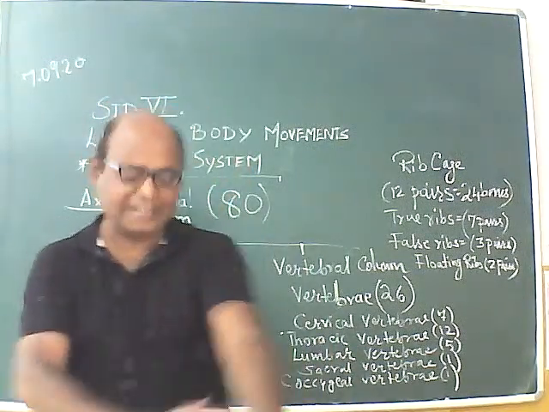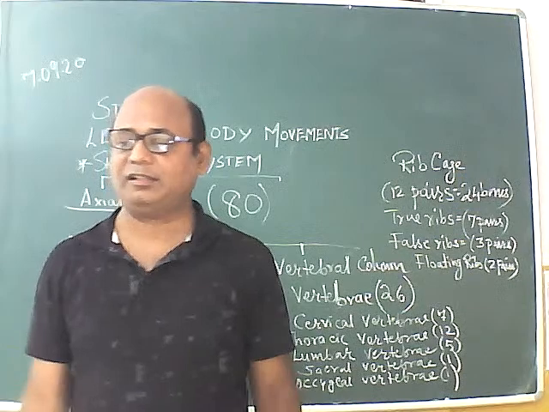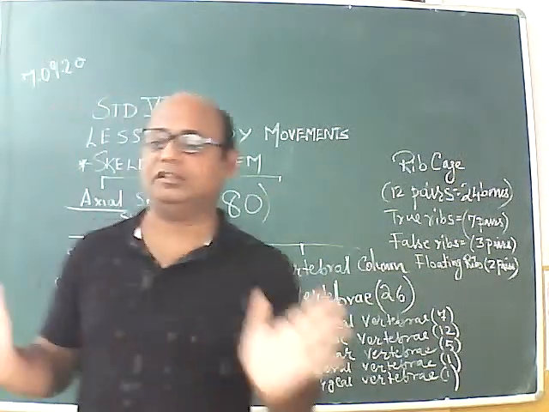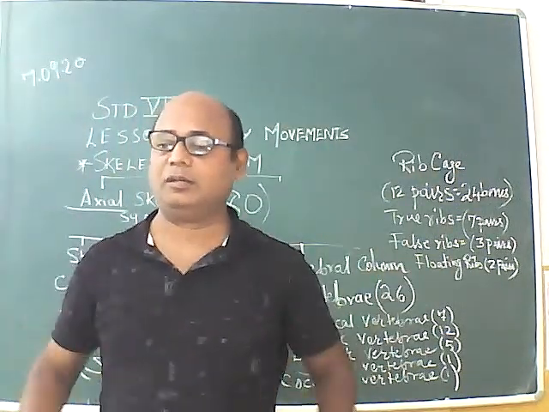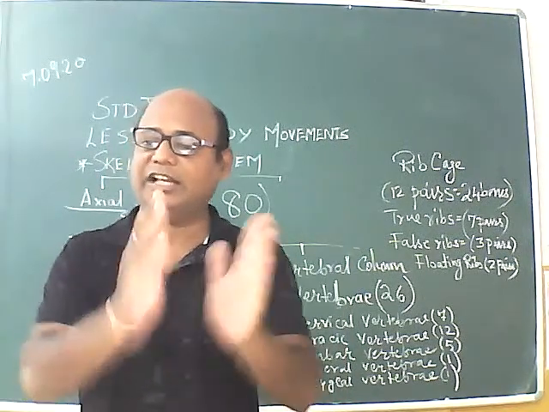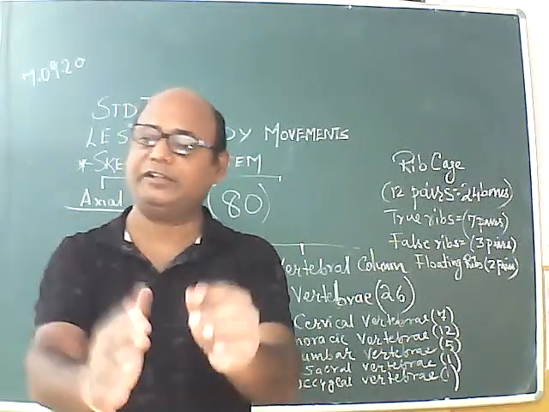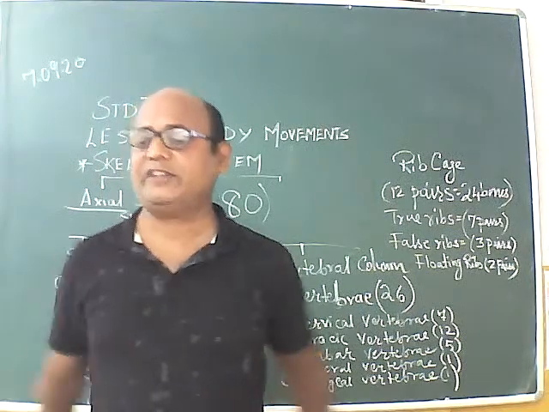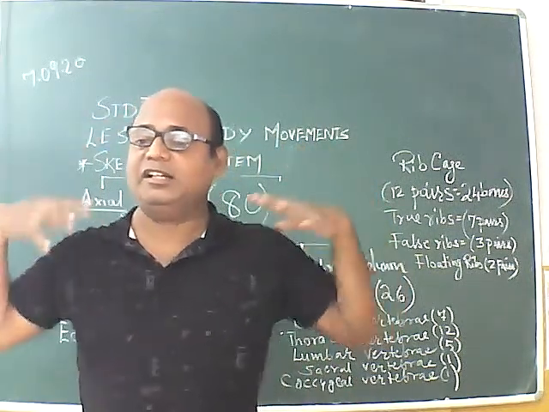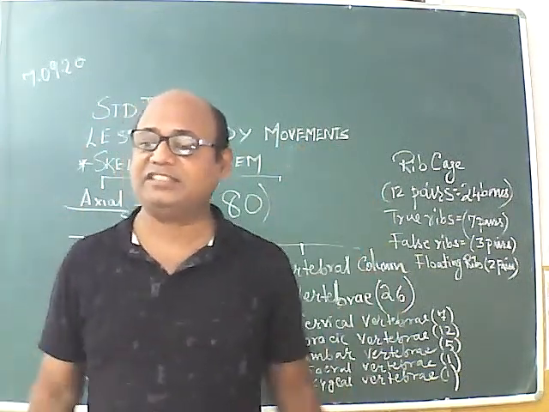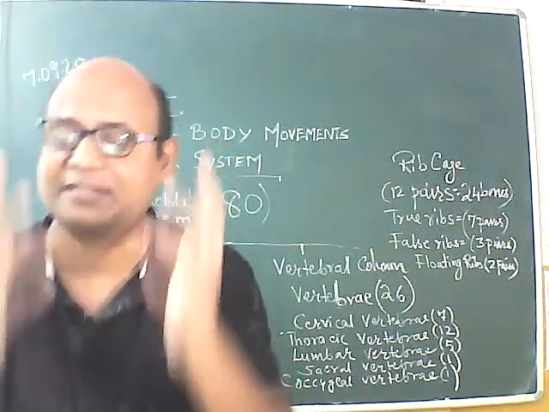Now, hands and legs, how many bones should be there? If 80 are there, then the total bones in the body is 206, so 80, 90, 100, 120, 126. 126 bones will be there in hands and legs. That is the appendicular skeletal system.